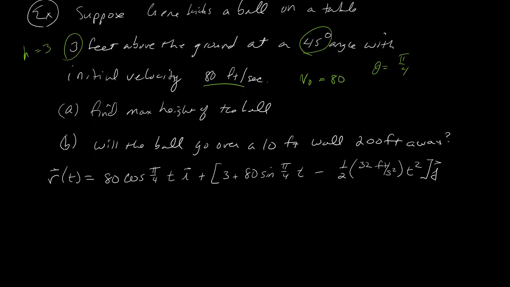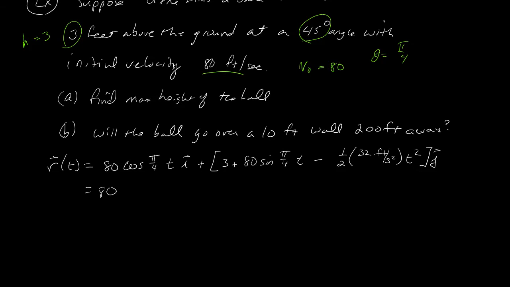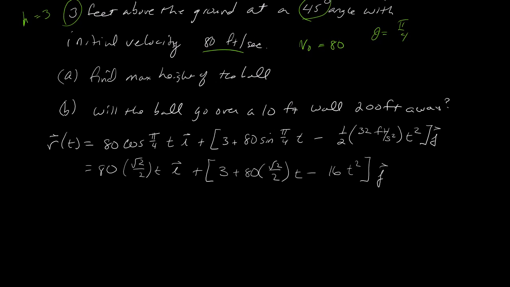Okay, so we can simplify this. We have 80, the cosine of pi over 4 is root 2 over 2, and the t times t in the i direction, plus 3 plus 80 times root 2 over 2 times t minus 16 t squared in the j direction. We simplify a little bit more. We get 40 root 2 t in the i direction plus 3 plus 40 root 2 t minus 16 t squared in the j direction.